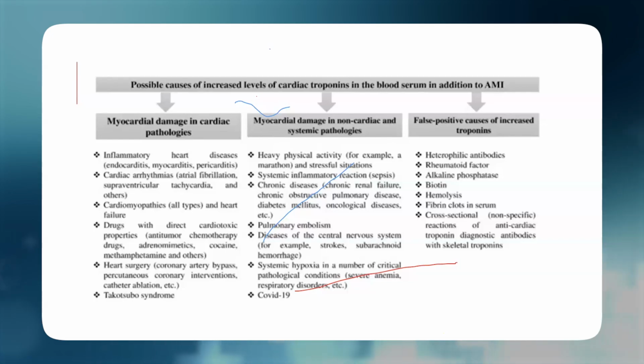In pulmonary embolism, in severe disease of the CNS like stroke or subarachnoid hemorrhage, and systemic hypoxia in a number of critical conditions, severe anemia, respiratory disorder, COVID-19, the troponin can be elevated. These are false positive cases, but always remember hemolysis is one cause in which there can be falsely positive troponins. Rheumatoid factor again is one of the causes which gives false positive results with various antibody assays.